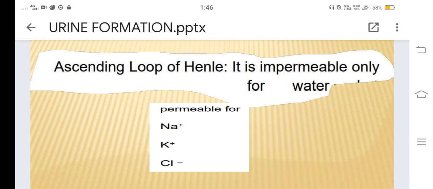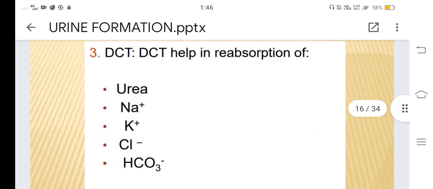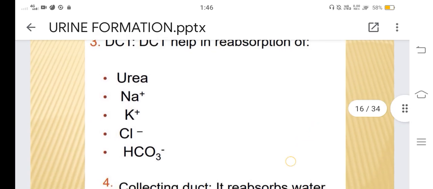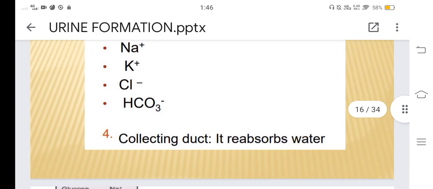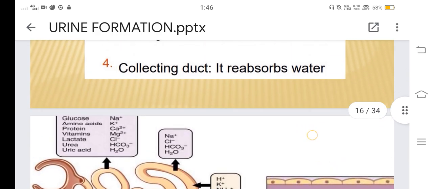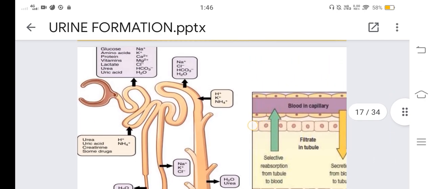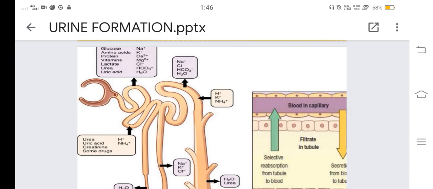Then that region is permeable for Na+, K+, Cl-. Then DCT helps in reabsorption of urea, Na+, K+, Cl-, HCO3-. Collecting duct reabsorbs urea and water. This picture shows portions and their reabsorption mechanism.